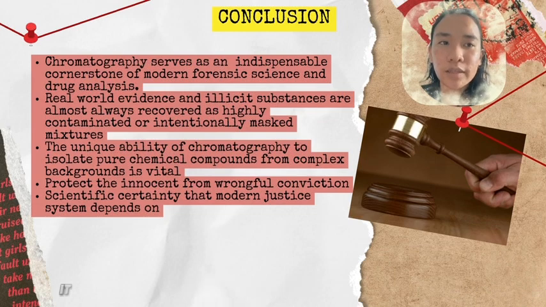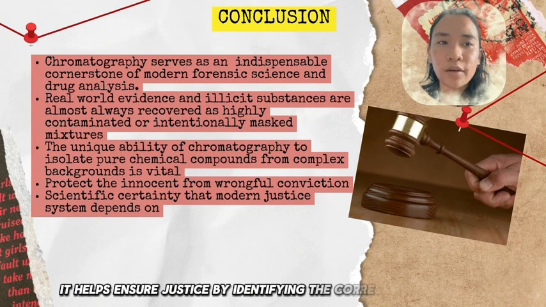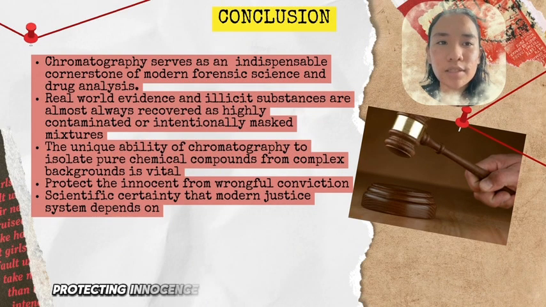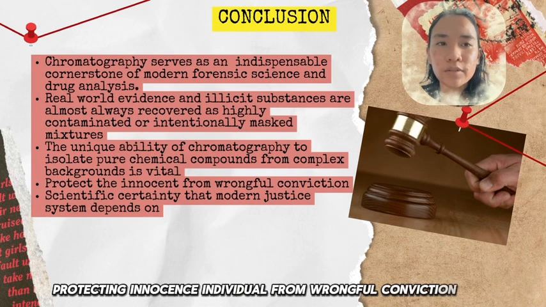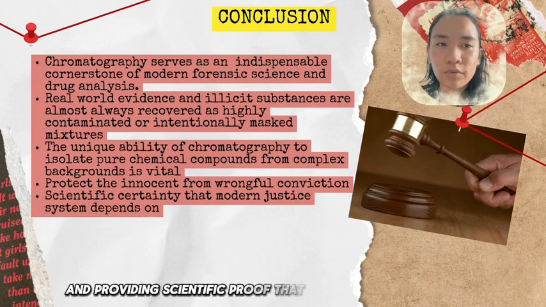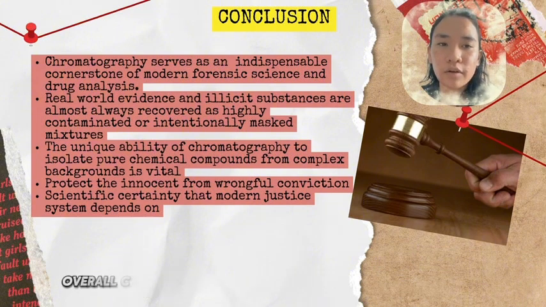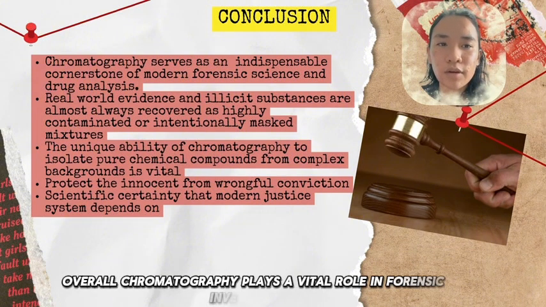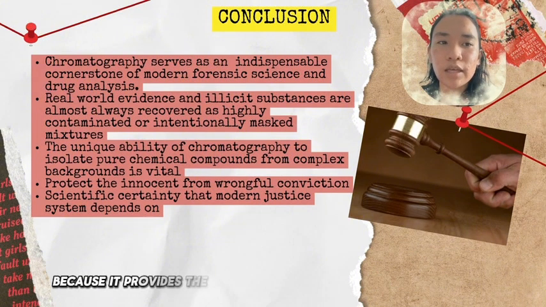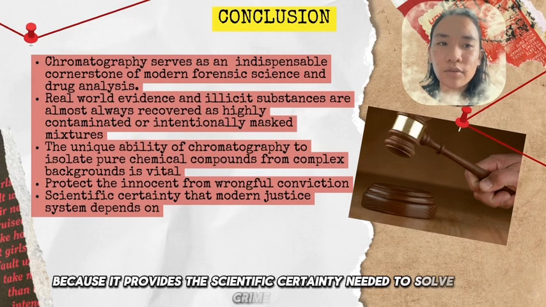More importantly, it helps ensure justice by identifying the correct evidence, protecting innocent individuals from wrongful conviction, and providing scientific proof that the court can trust. Overall, chromatography plays a vital role in forensic investigation because it provides the scientific certainty needed to solve crimes accurately and fairly.